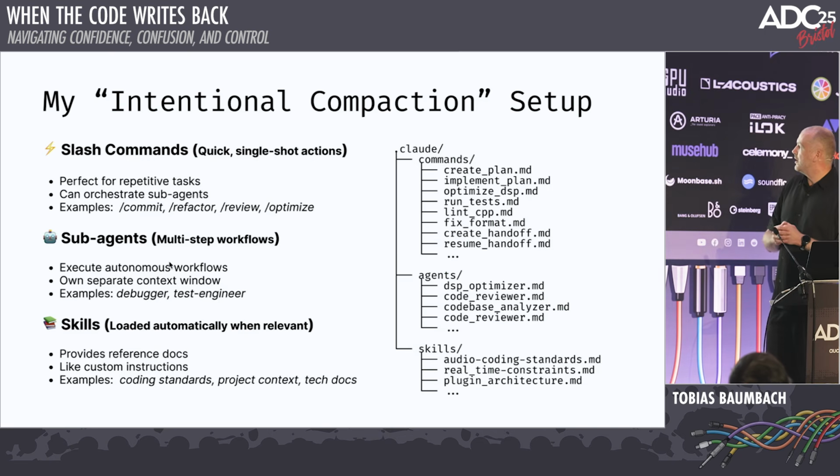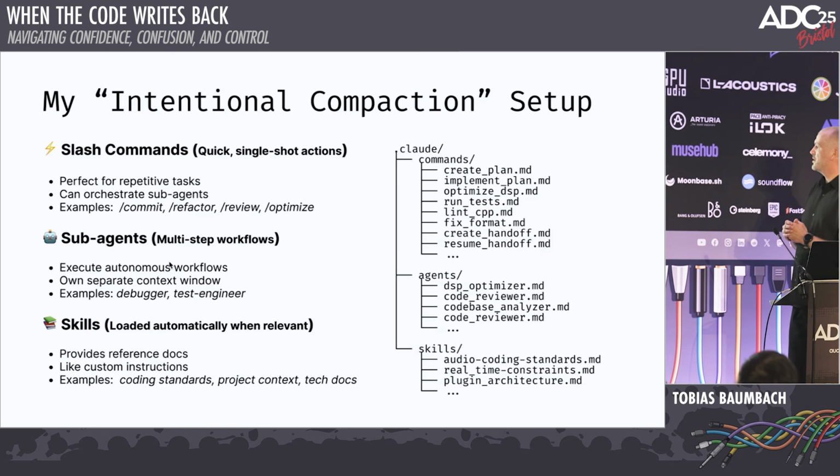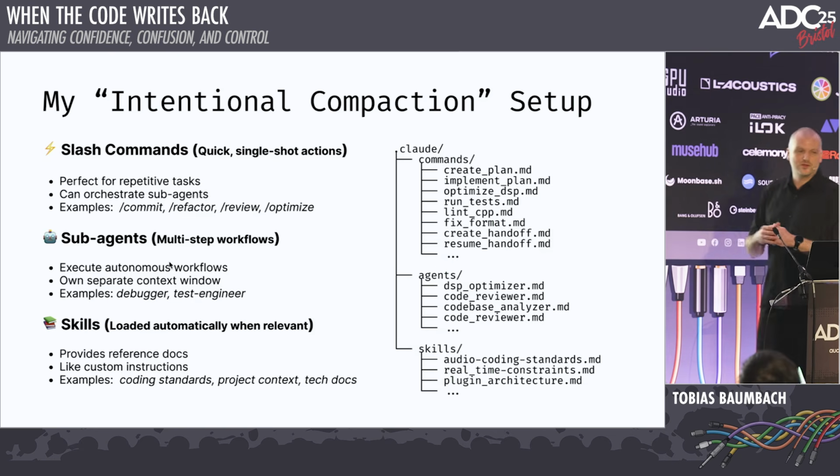So I have my own code review agent and my own command to do this. And yeah, maybe just one last comment here on that slide. All the project-specific stuff, like, okay, how is my plugin architecture, the audio coding standards? This is what you usually put in the skills so that the agent can then pick it up.